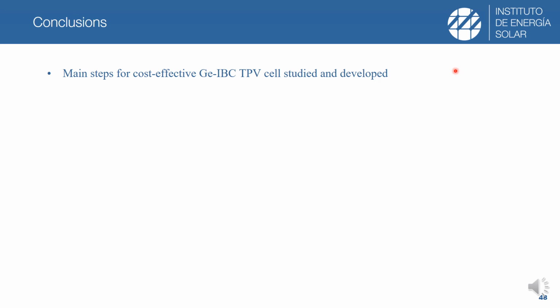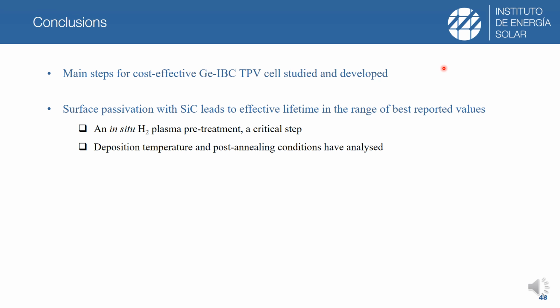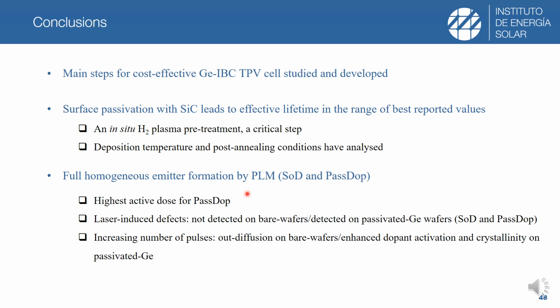The main steps for cost-effective fabrication of germanium IBC TPV cells have been studied and developed. In terms of surface passivation, we have achieved effective lifetime in the range of the best reported in the literature, and this has been achieved by optimizing the in-situ plasma cleaning pre-treatment, and the deposition temperature and deposition annealing conditions. Full homogeneous emitter formation by laser irradiation has been performed using spin-on dopant and PassDop as dopant sources, and we have achieved the highest active dose, regardless of the laser condition, for PassDop technology.